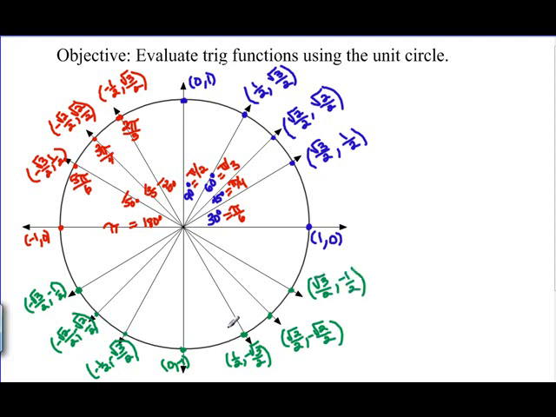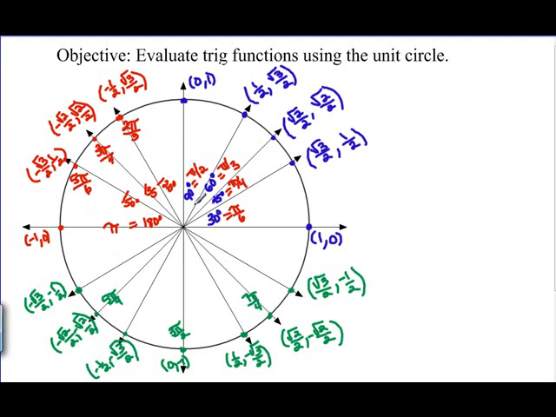So continuing to mark our angles, let's go back to the pi over 4. So 1 pi over 4, 2 pi over 4, 3 pi over 4, 4 pi over 4. This is going to be 5 pi over 4, 6 pi over 4, which is really the same thing as 3 pi over 2, and then 7 pi over 4.